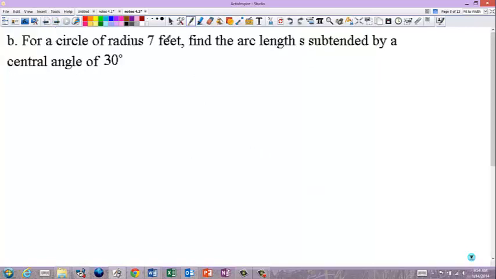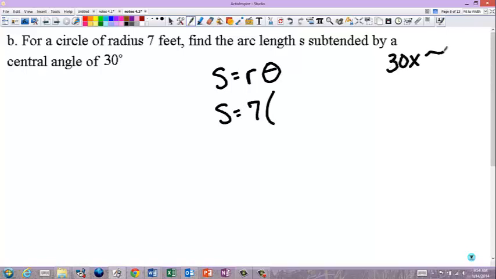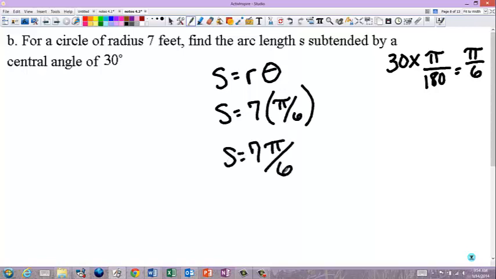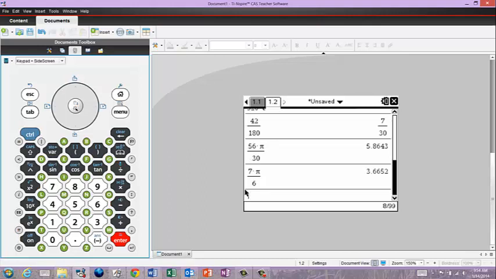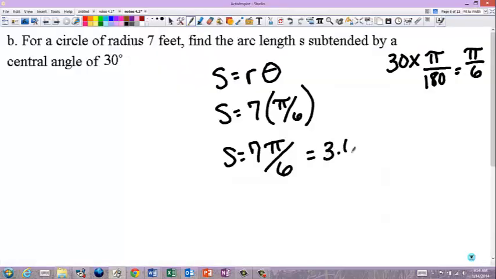It says for a circle of radius 7, find the arc length subtended by a central angle of 30 degrees. So you can pause me and try this one because it's very similar. And then come back. Welcome back. S equals 7 times 30. Well, I have to convert it to radians. So that's pi over 6. So S would be 7 pi over 6, or 3.665. And that is feet.